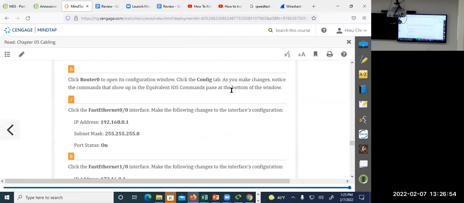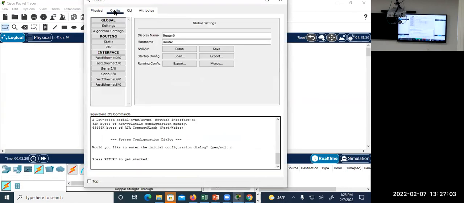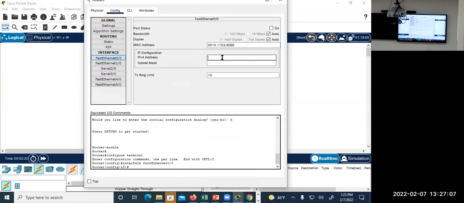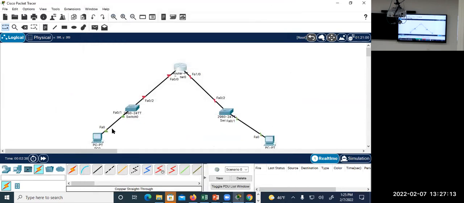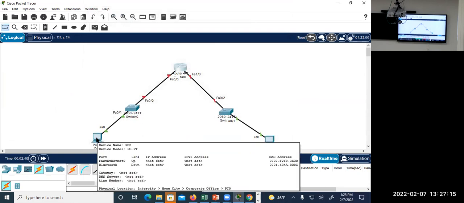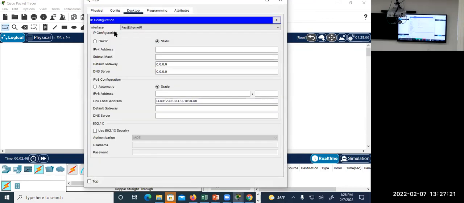Okay, so I think this one is that follow here. So in order if you want to configure the router, click on this one, go to the configure tab here, and this one you have the two interfaces, right? You can go on this one, configure the IP address, configure the subnet mask. This one also you can do the same. And in the case of PC, if you want to configure the IP address, you click on the PC, you go to the desktop, IP configuration, and you put down the information.